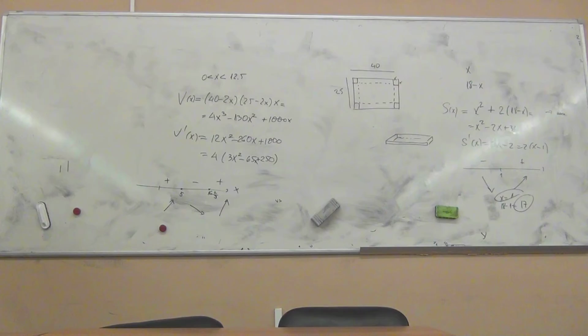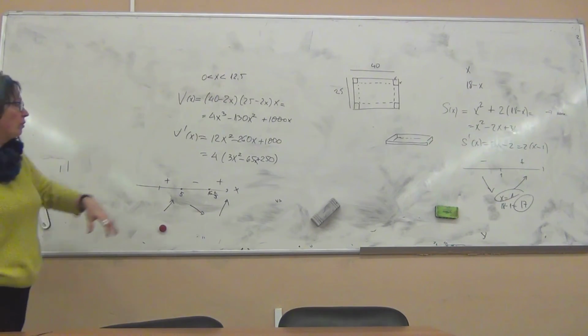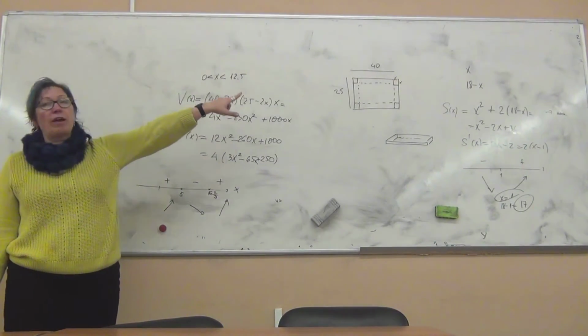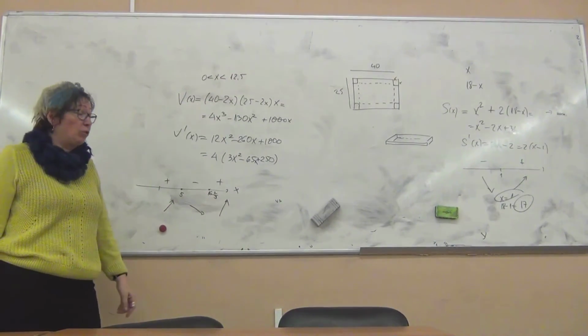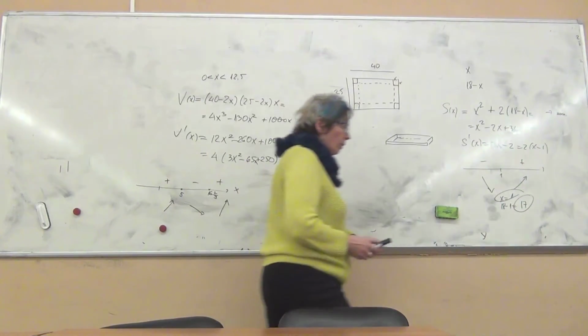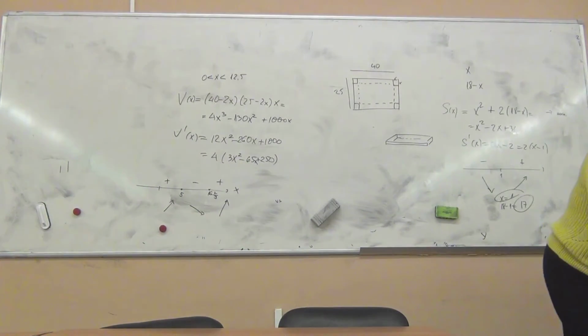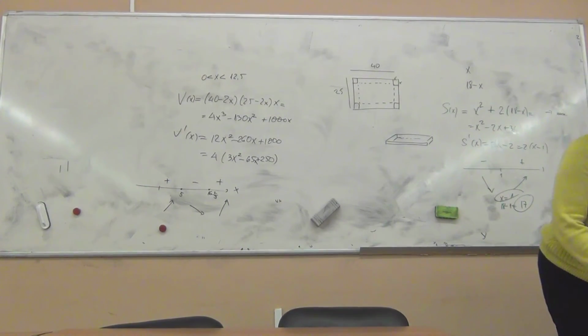So x is 5, so this means that we have to cut out neat corners, 5 by 5 in each corner, nice squares, and we might even put 5 into the original function and find the maximum possible volume that you can get. Alright, is there anything else from this paper that we should discuss now?